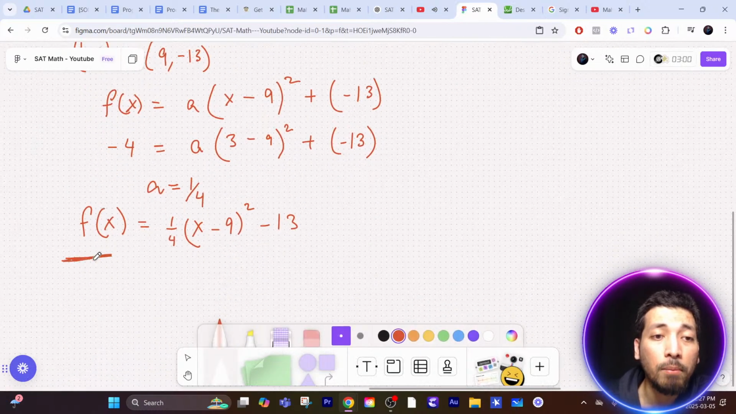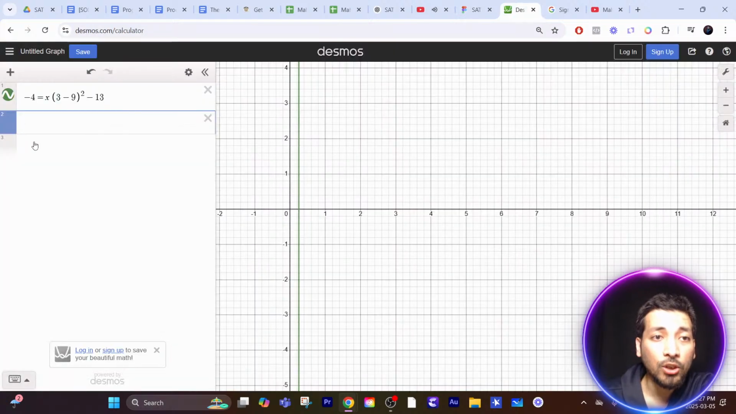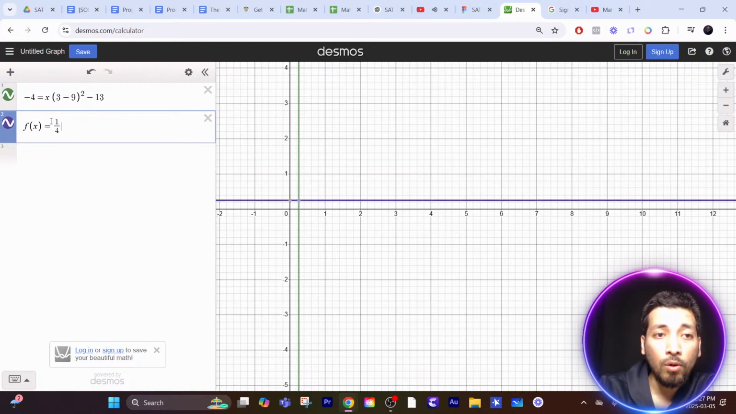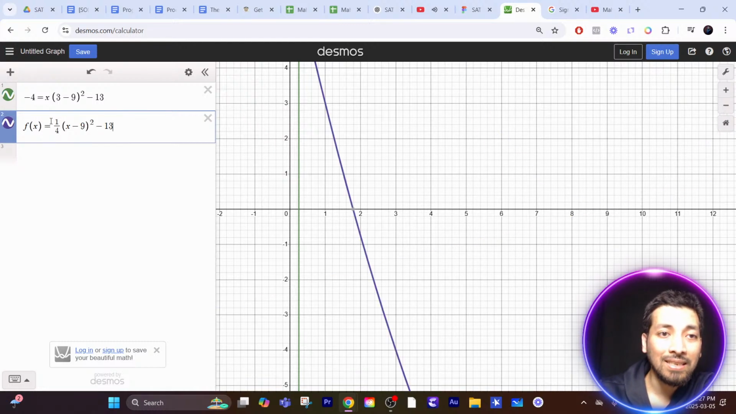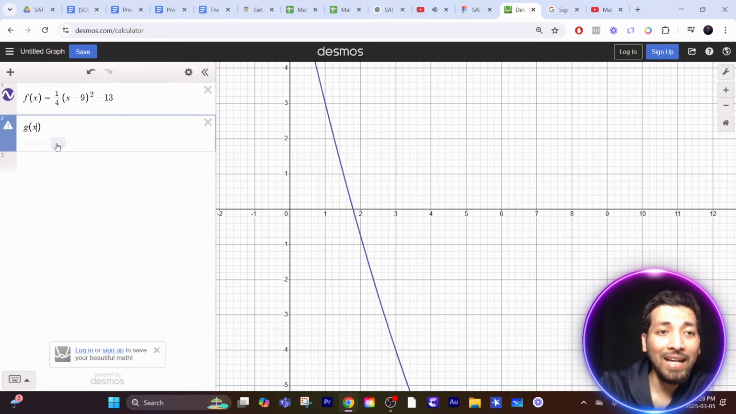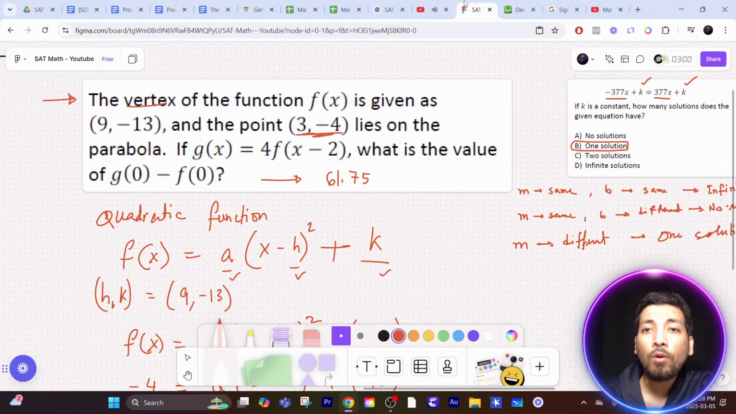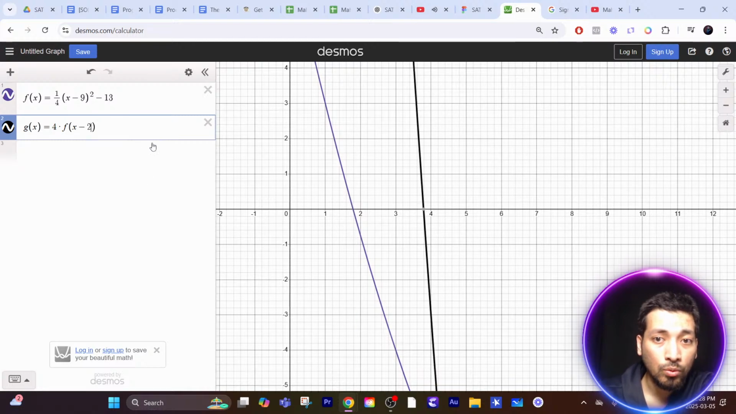So now I have my complete function. f of x is equal to 1 over 4 times (x minus 9) whole squared minus 13. So from here I can find my g of x. g of x is 4 times f of x minus 2.